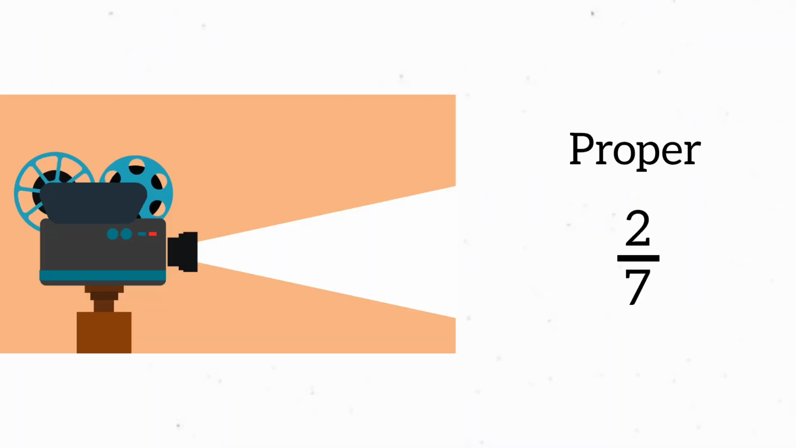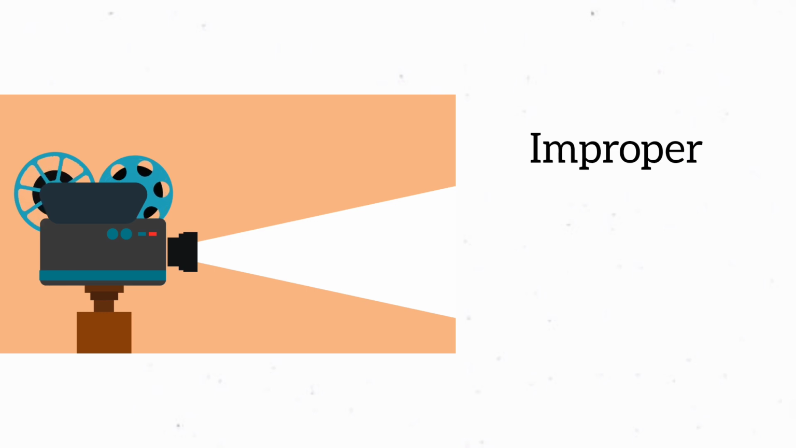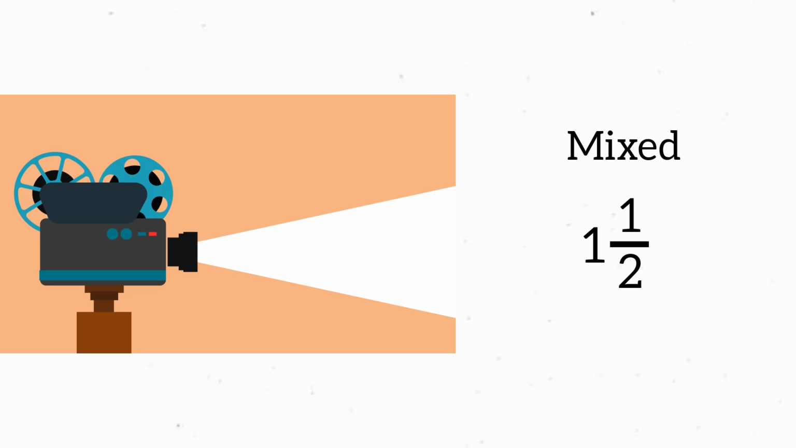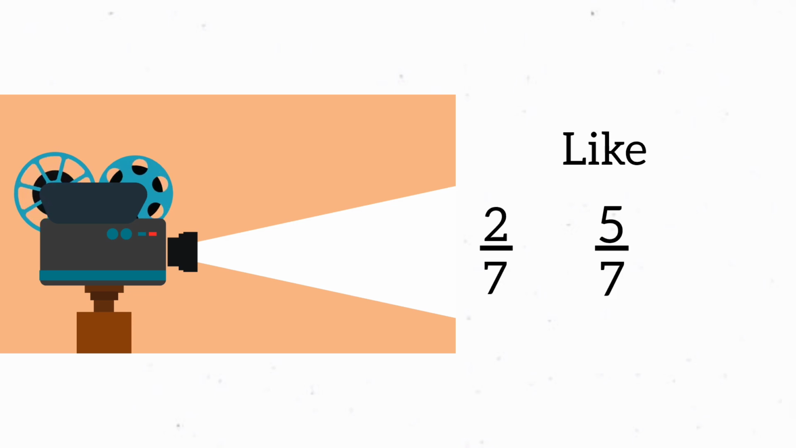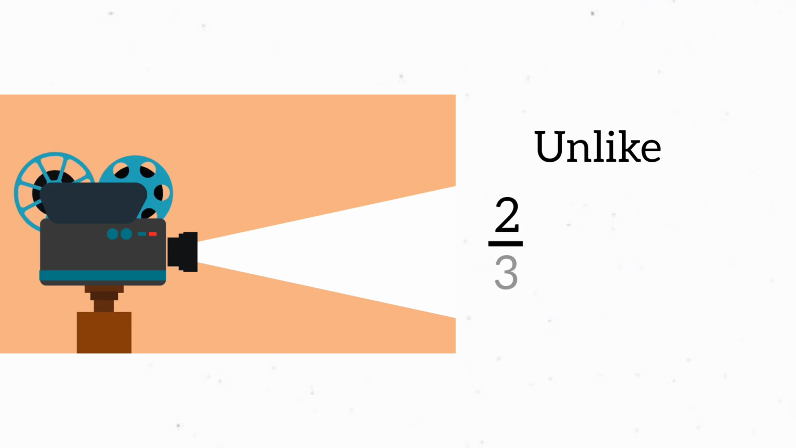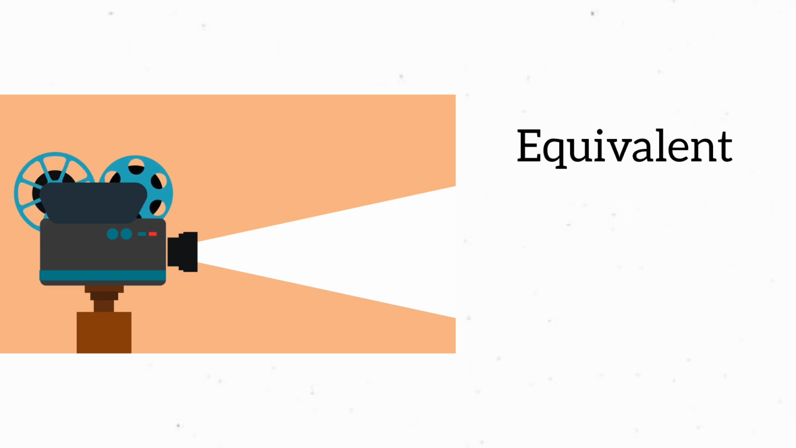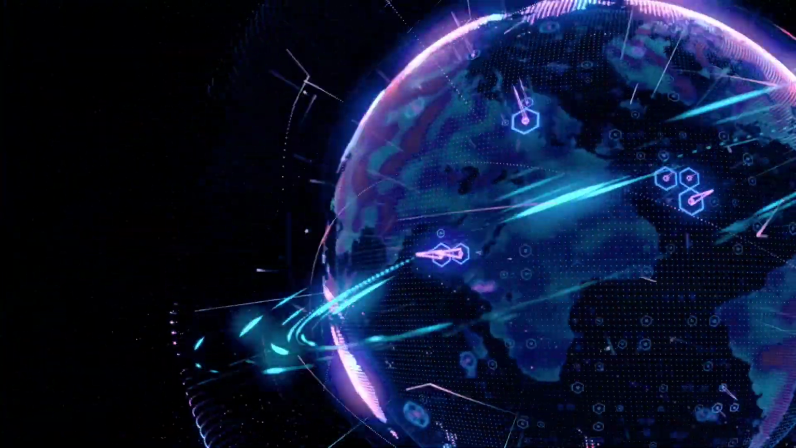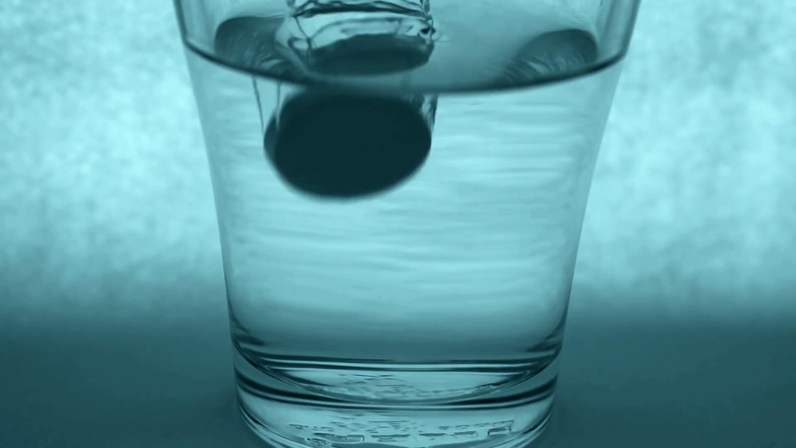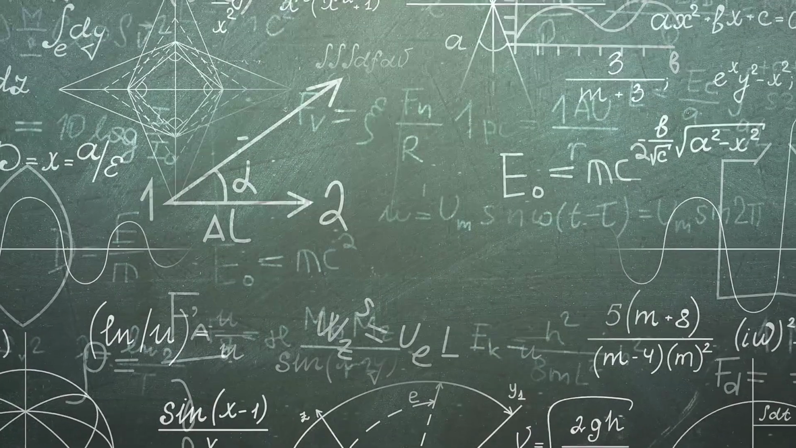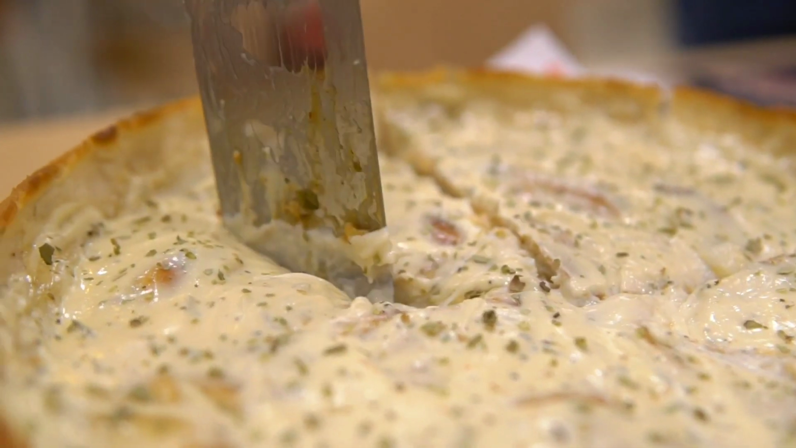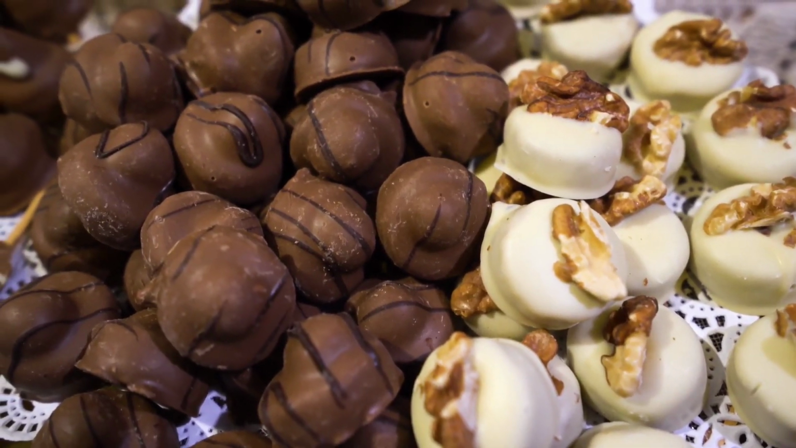Let's do a quick recap with food examples. Proper: 2/7 of a cake. Improper: 9/8 chocolates. Mixed: 1½ glasses of juice. Like: 2/7 plus 5/7 pizzas. Unlike: 2/3 versus 3/4 pies. Unit: 1/3 chocolate. Equivalent: 1/2 pizza equals 2/4 pizza. See, fractions are everywhere in real life. Fractions may look tricky at first, but once you know their types, they're easy to understand. Next time you eat pizza, share a cake, or split chocolate, you'll see fractions in action.